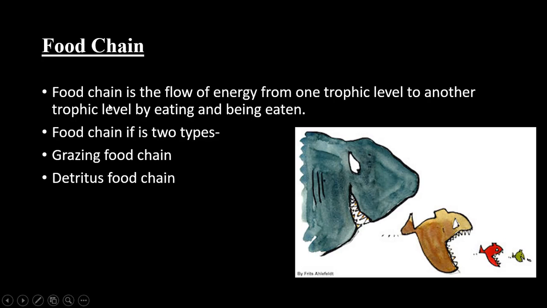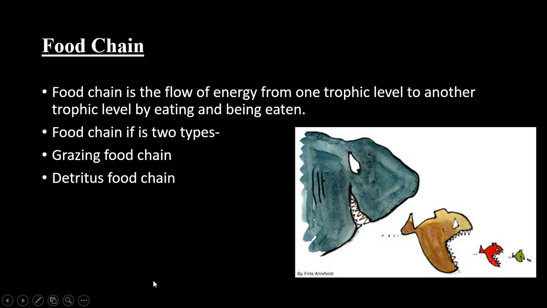Now let us learn about food chain. Food chain is a flow of energy from one trophic level to another trophic level by eating and being eaten. When an organism is eating and again it is being eaten, and this is again being eaten by another organism, what is being transferred? It is the flow of energy. When they are eating food, what is being transferred from one organism to another organism? It is nothing but food, or it is nothing but energy. Basically there are two types of food chain: grazing food chain and detritus food chain, and we will study in detail about these two food chains in the next module.